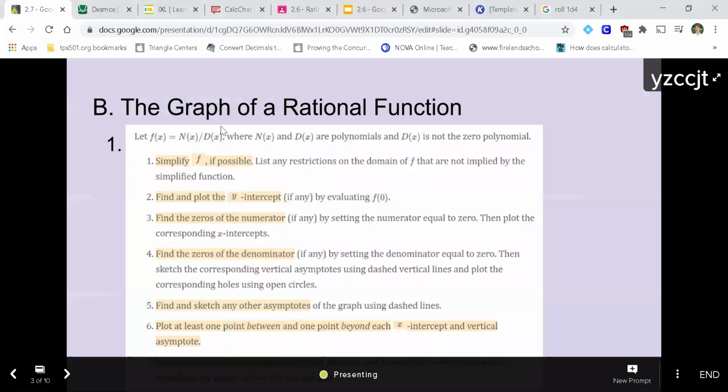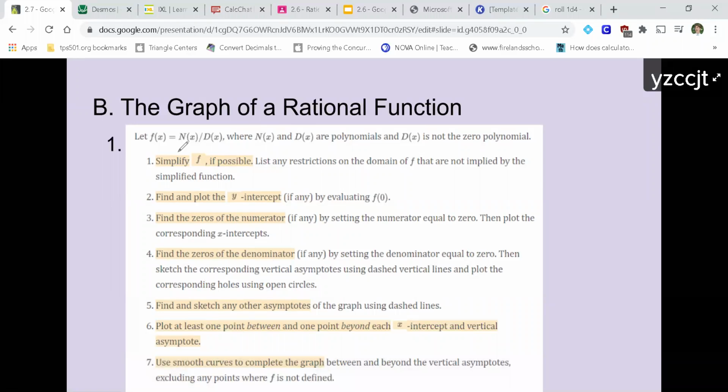Let's get the notes out of the way. All you need is the highlighted parts of this. You don't need the rest unless it is useful to you. If you want to graph a rational function, you should be able to tell me all of these properties, and they should be labeled or visible on your graph. The first thing is just a good math tip for any problem. You should simplify your function if possible.